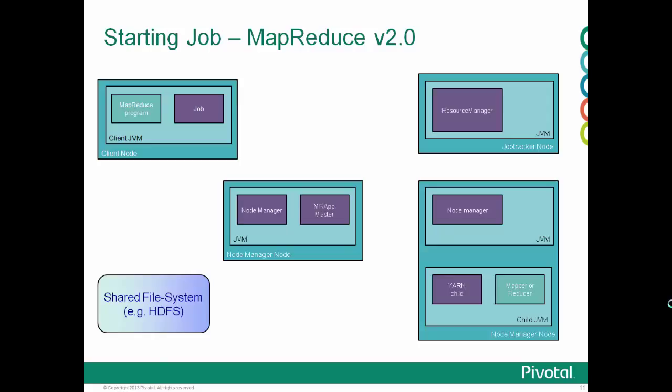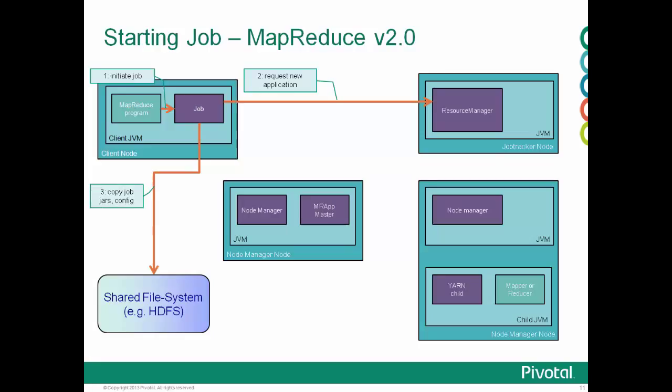Now let's take a look at running a MapReduce job managed by MapReduce version 2.0. Again, a job is submitted through the client application and a request for a new application is made to the resource manager. At the same time, a copy of the jar file containing the Java classes that need to be available to run this job are pushed down to HDFS, as is the configuration.